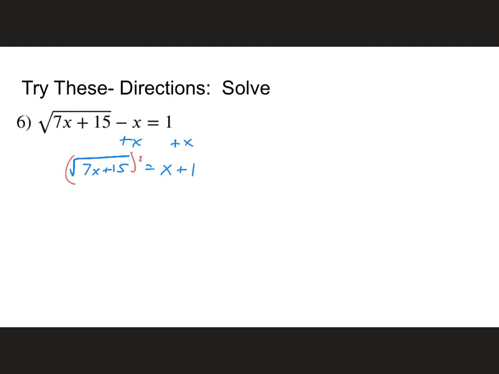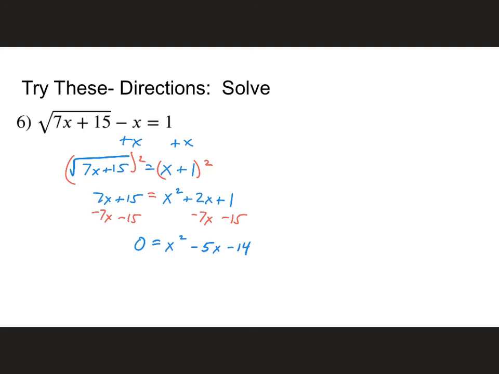Now I can square both sides. Okay. Don't forget to FOIL on the right. So I get x squared plus 2x plus 1. On the left, the radical and the square cancel each other out. I get 7x plus 15. I'll subtract 7x. I'll subtract 15. I'll get this quadratic set equal to 0 when I do that. So I got x squared minus 5x minus 14 equals 0.